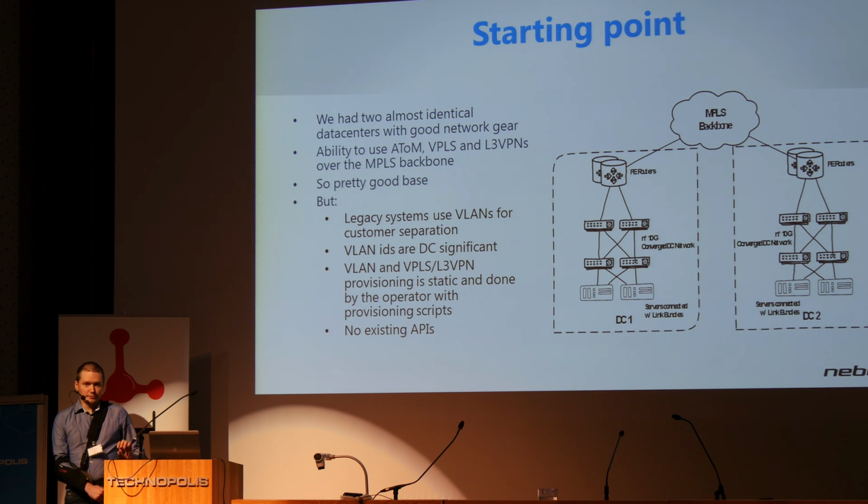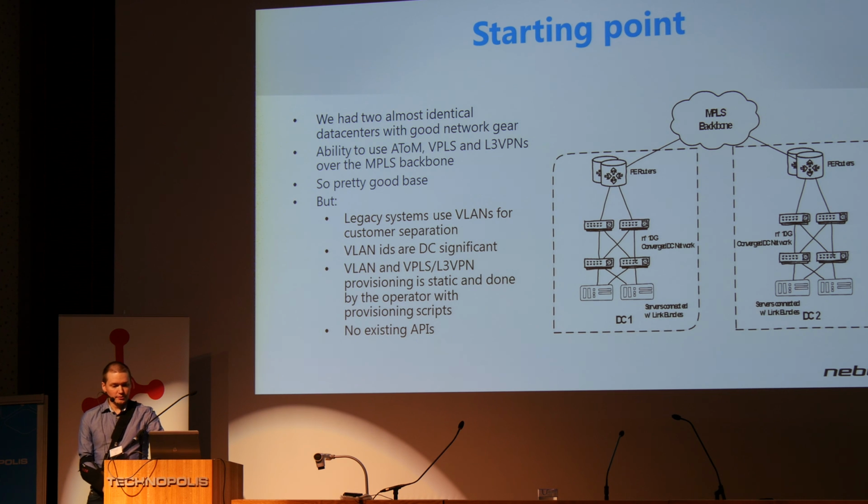But this wasn't a greenfield deployment, so we had some existing customers. And we used VLANs for customer separation. So there would be existing VLANs, and VLAN IDs would be data center significant, so there was overlapping. And then there's the provisioning stuff. All of our provisioning is done by human beings with assistive scripts, and there were no existing APIs we could leverage with this new solution.